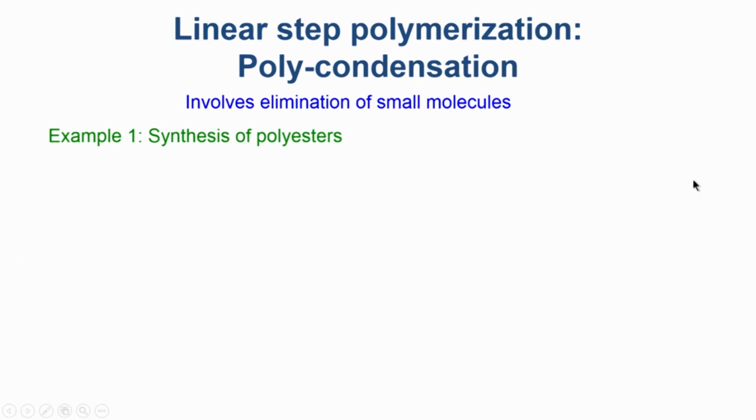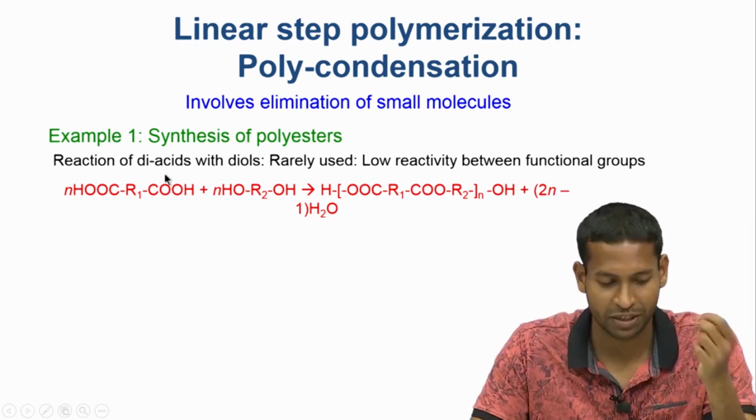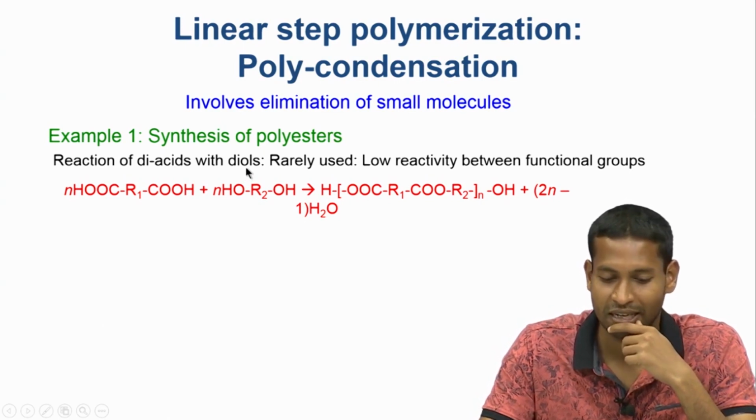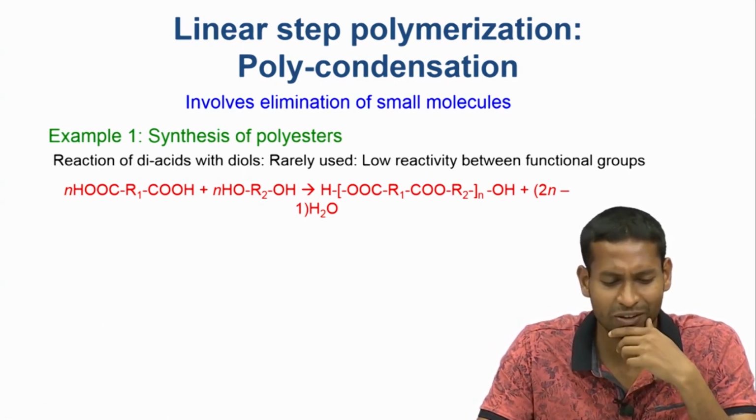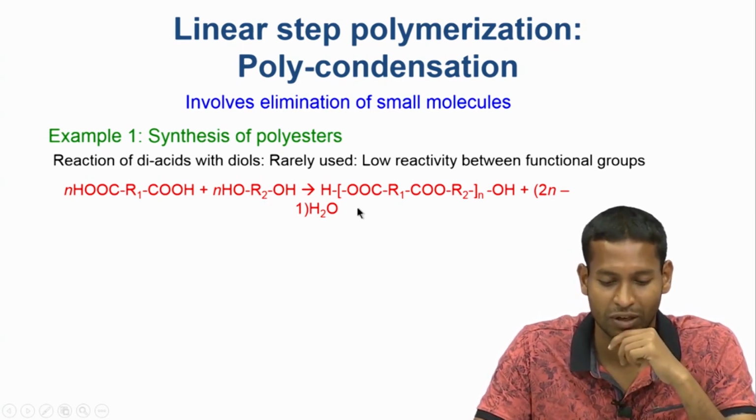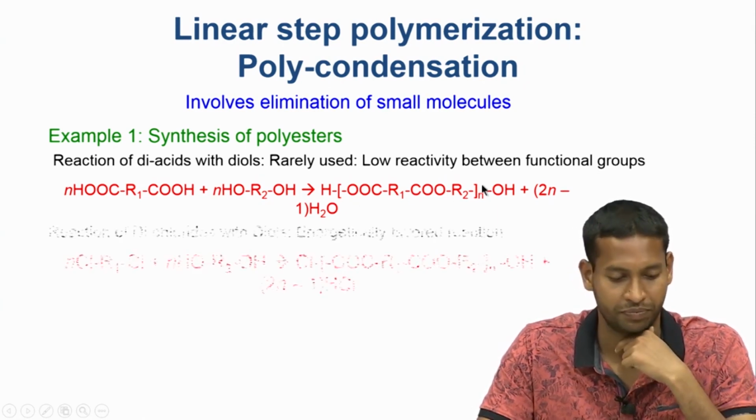So, some more examples of linear step polymerization. Now we are only talking about linear. These are also examples of polycondensation, which means that it will result in elimination of small molecules. Here is one example which we have already used in the previous slide, diacids reacting with dialcohols. They are rarely used, as they do not have very good reactivity, however, they are used, and you will have release of a water molecule as well as formation of the polymer.